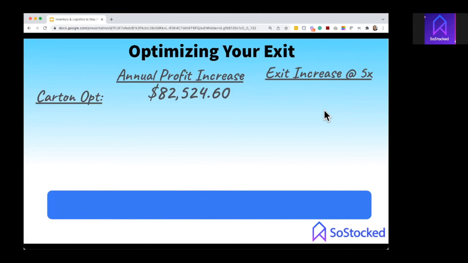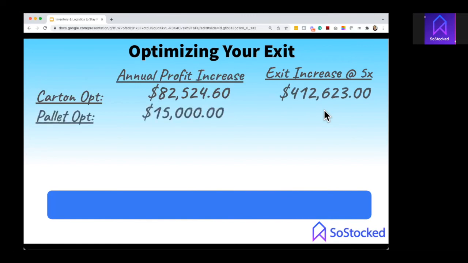So we look at $82,000 in annual savings for that carton optimization we did. That would be, at a 5x multiple, over $400,000 back in your pocket. If you do pallet optimization, you save $15,000 by increasing the utilization of that carton, getting more units per pallet. That ends up being $75,000 on exit.